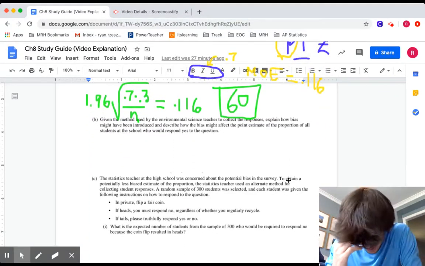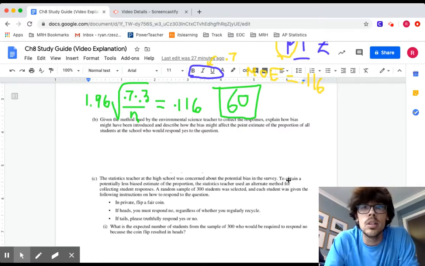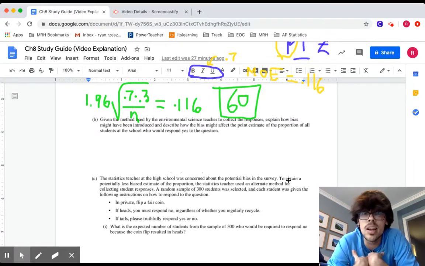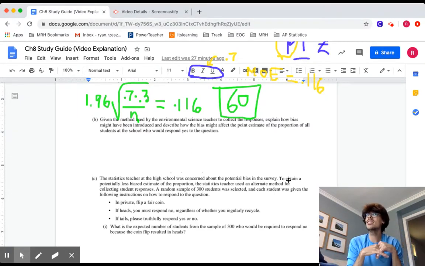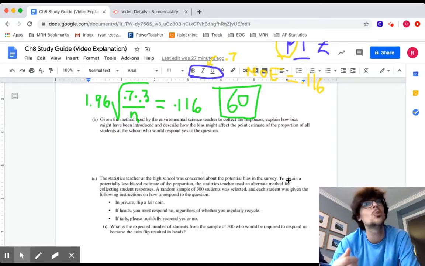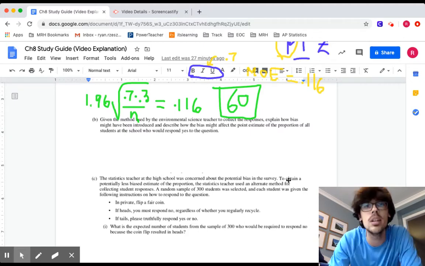So let's talk about this problem real fast and talk about why the sampling method that I described earlier for this teacher is biased. Say I'm your environmental science teacher. I pull you over one-on-one and I say, hey, do you recycle regularly? If you don't recycle, you're going to feel kind of bad about that, a little bit guilty. You're not going to tell me that. So there's a good chance you may lie and be like, oh yeah, I recycle, even if you don't.